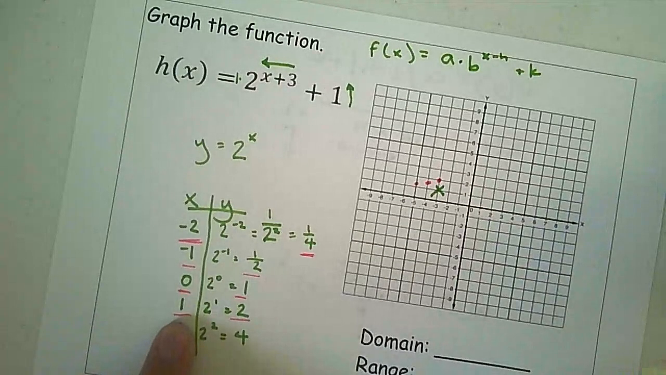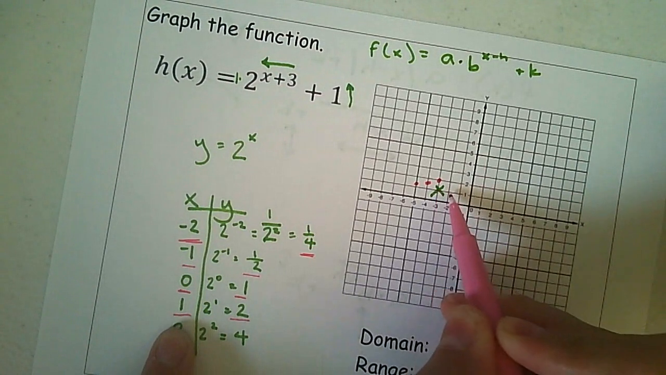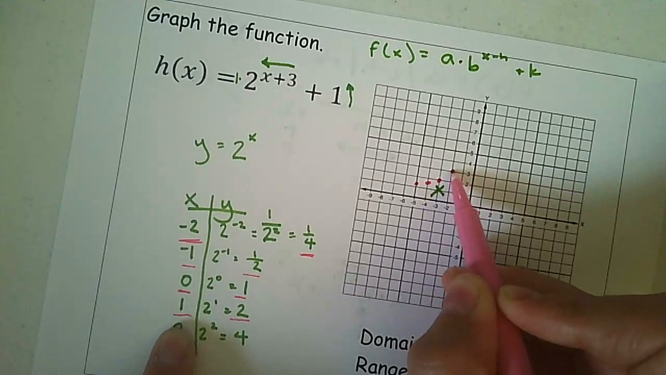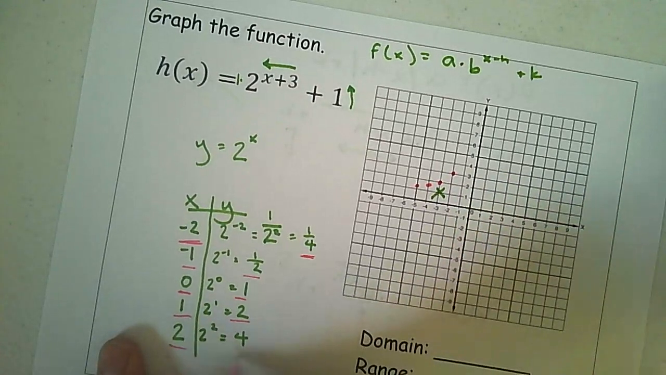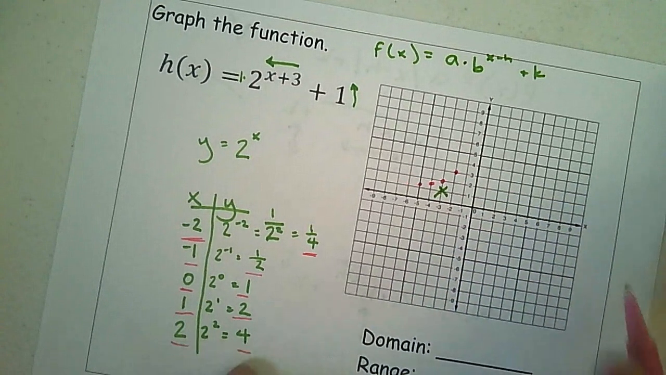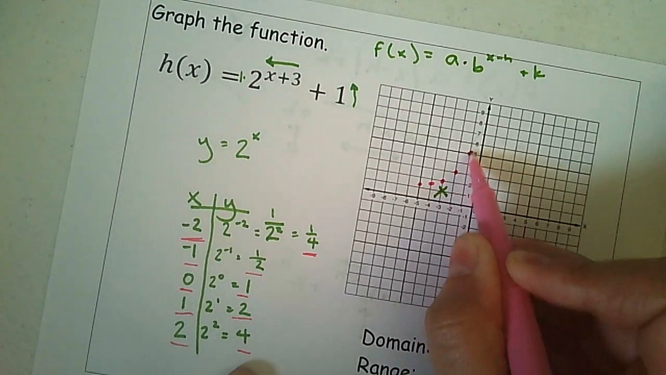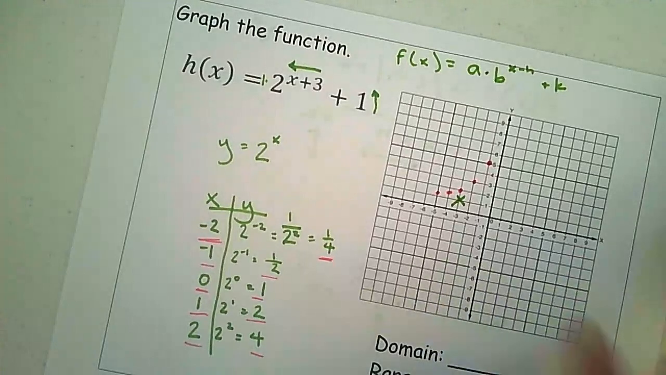This one's positive, so this time we're going to move to the right and up. So from our new origin, we're going to go right 1, up 2. And last one, this is saying we need to go right 2, up 4. So 1, 2, 1, 2, 3, 4.